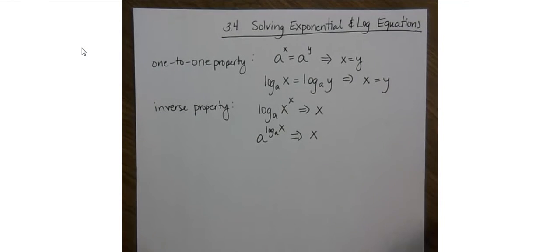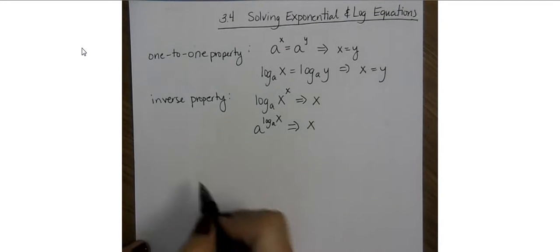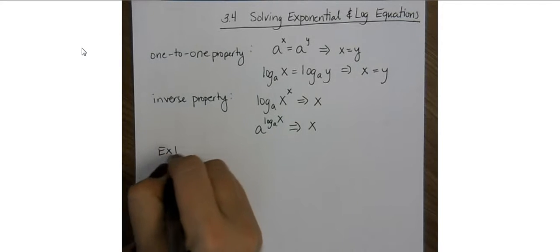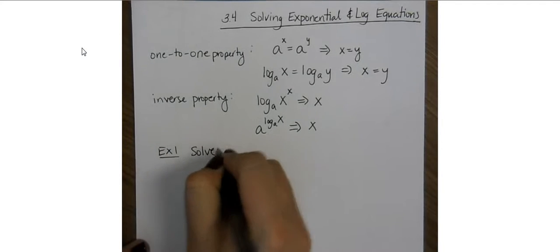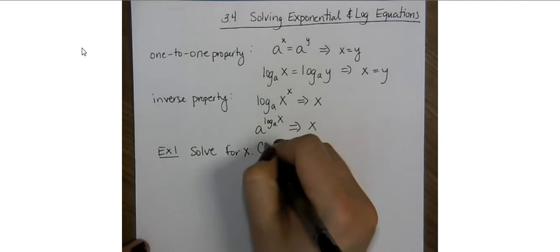Okay, so those are the two properties that we just kind of need to remember. They help us to solve some of these things. So we're just going to do a bunch of examples today on how to solve. We're going to solve for x, and then we also have to remember to check for extraneous solutions.